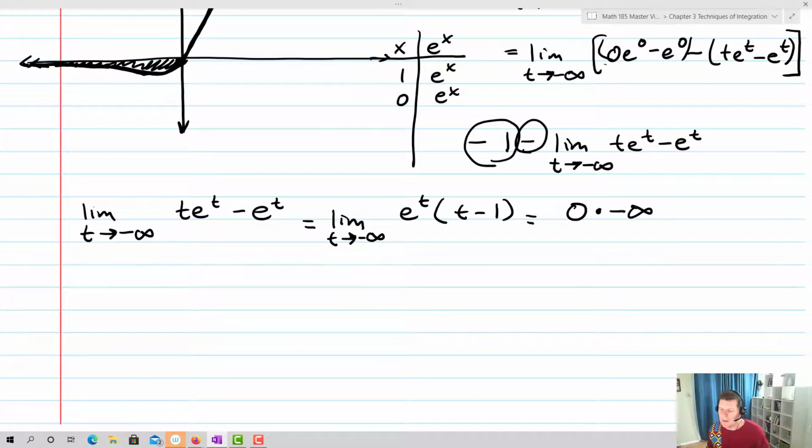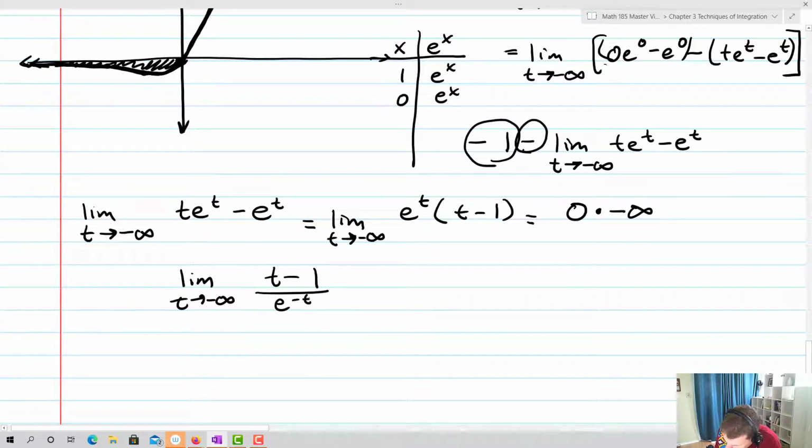What I want to do is utilize L'Hopital's rule to solve this limit. So I'm going to take the limit as t goes to negative infinity, and I'm going to make t minus 1 my top and e to the negative t my bottom.